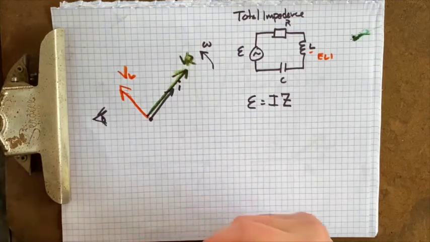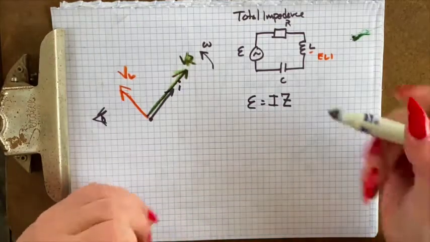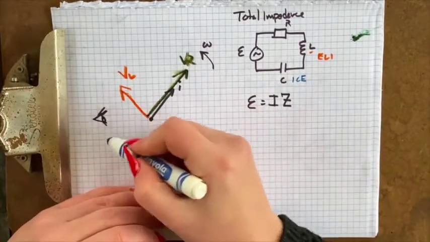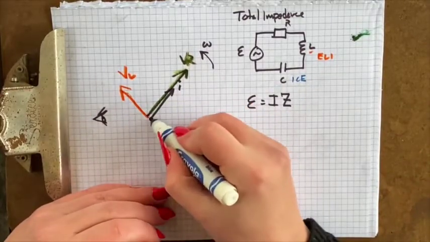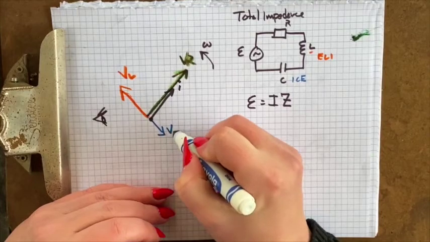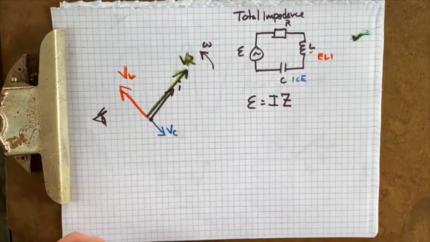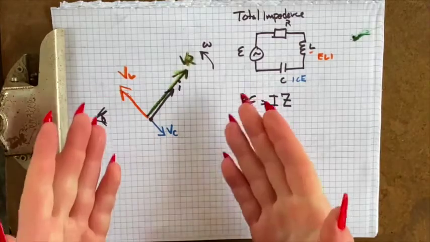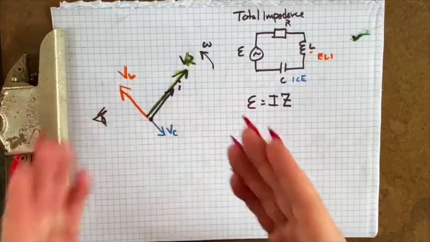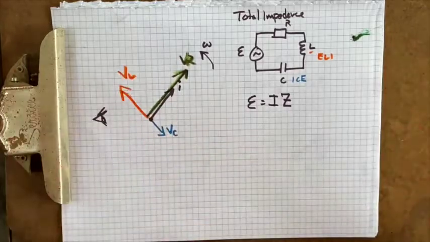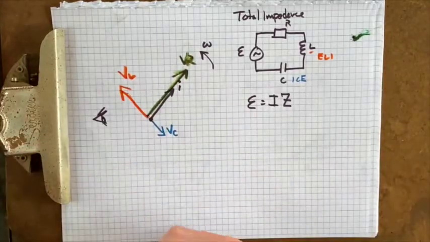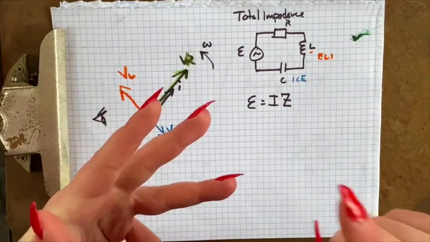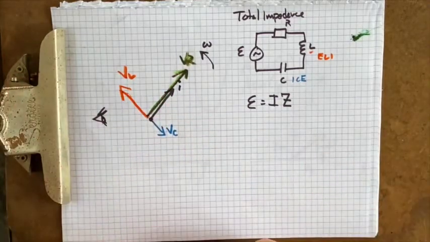Then the capacitor is ICE. The current needs to hit me first, and then 90 degrees later, I need to be hit by the capacitor voltage. So this is our phasor diagram, and it can be useful to geometrically get what is the net value of the EMF and the impedance and all these other things.